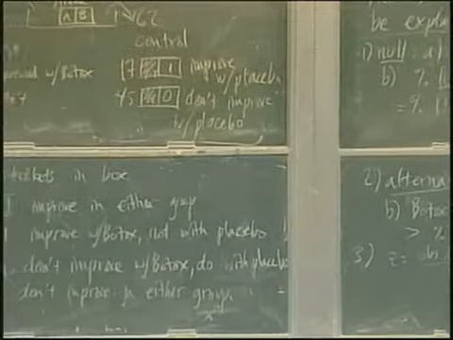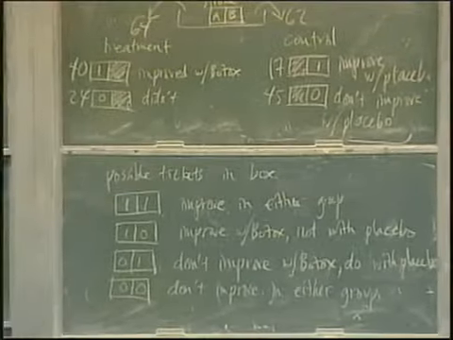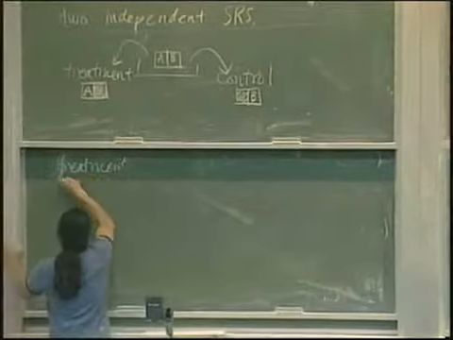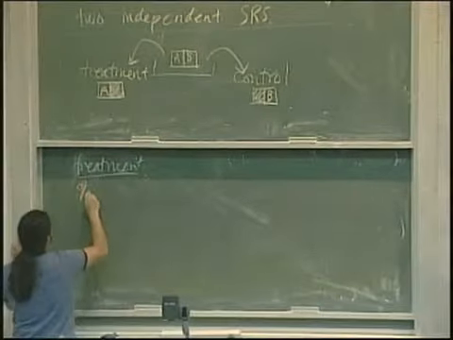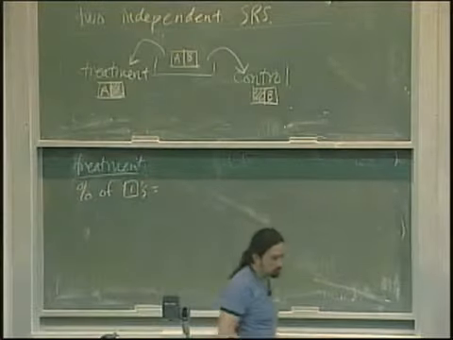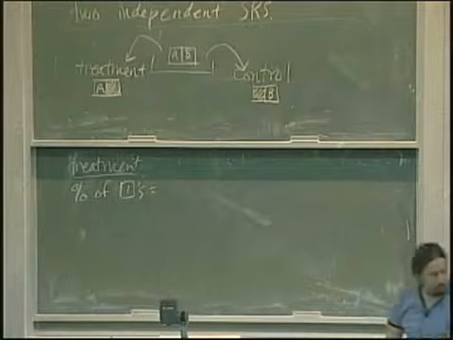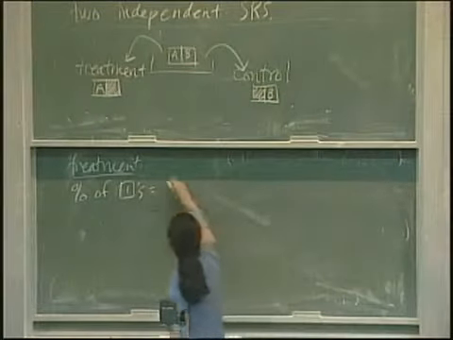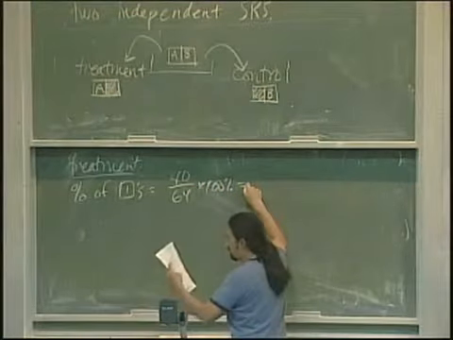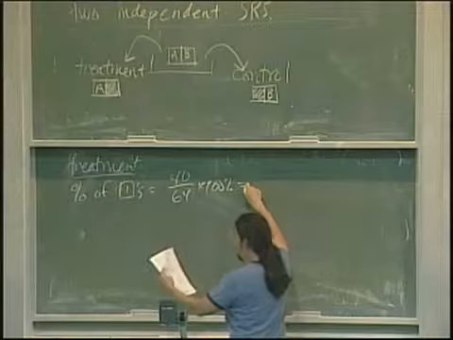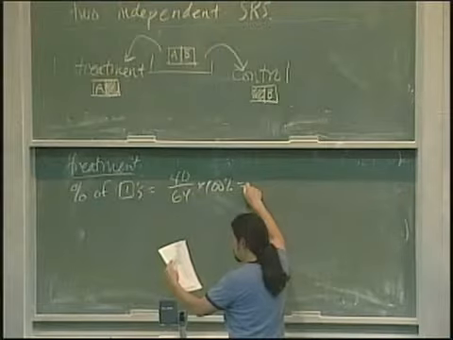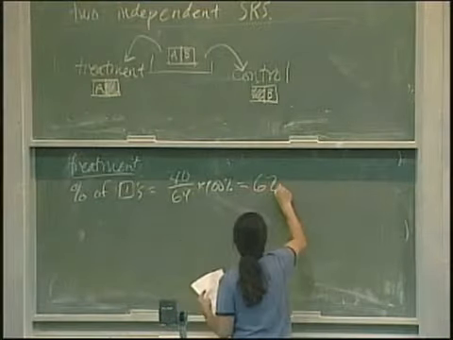Okay, so we're going to get two SEs separately and then combine them using that SE difference formula. For the first group, the treatment group, the observed percent of ones is 40 over 64, times 100%, which is 62.5%.